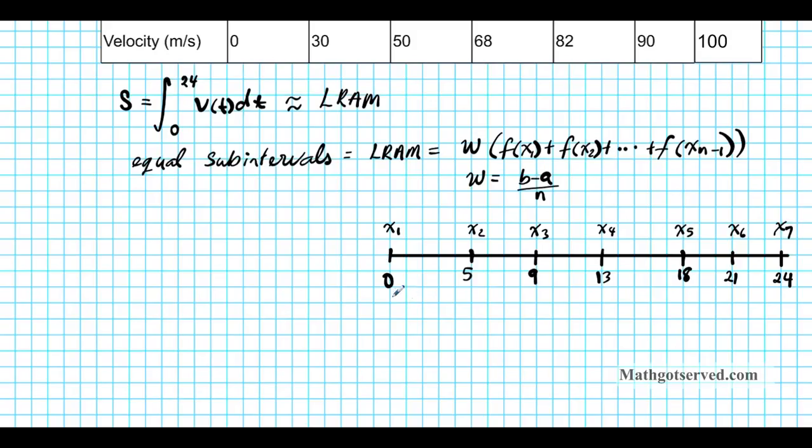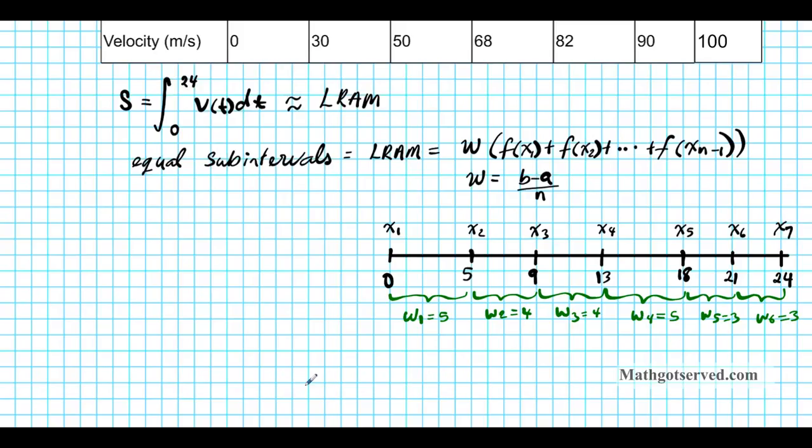For W1, this right here is W1. W1 is equal to 5. W2 is equal to 4. W3 is 4. W4 is 5. See how the subintervals are irregular. W5 is 3, and then the last, W6, is 3 also.